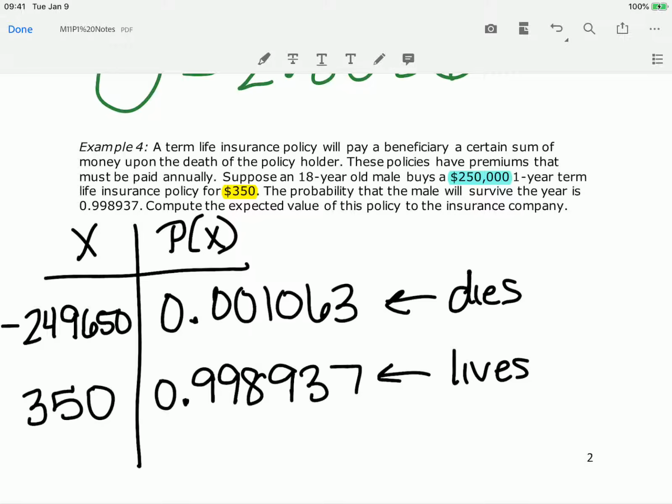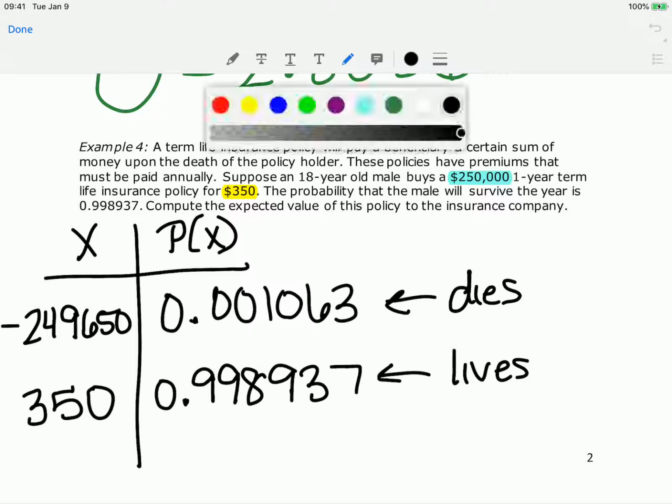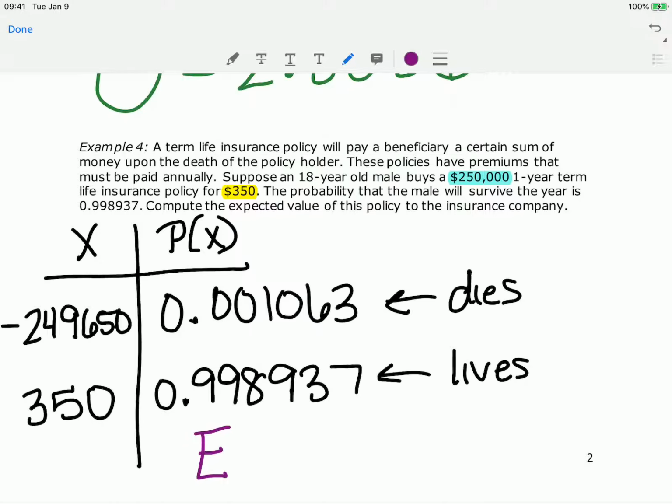And now we're going to go ahead and find the expected value or the mean for this policy. So I'm going to take the $249,650 and multiply it by the 0.001063, plus 350 times 0.998937. And I get an expected value, which I can write as E of X, is equal to 84.25.